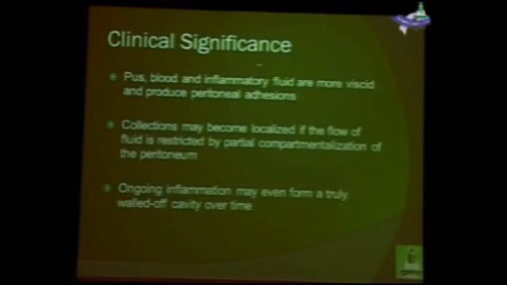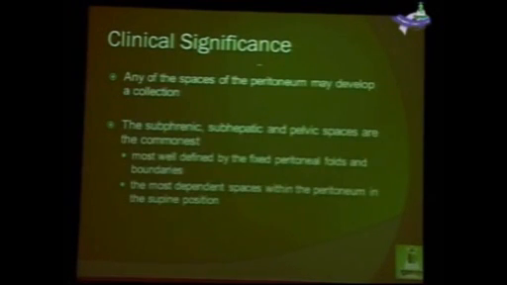On the other hand, pus, blood, or any inflammatory fluid are often more viscid and produce peritoneal adhesions, and collections of these fluids may become localized if the flow of fluid is restricted by partial compartmentalization of the peritoneum. Also, ongoing inflammation with these fluids may even form a truly walled-off cavity over time in any of these spaces. So any of these spaces of the peritoneum may develop a particular collection.